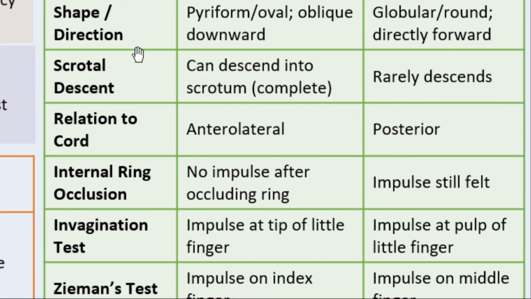Then the invagination test: if you put the little finger through the scrotum and push it towards the superficial ring, the impulse at coughing is meant to be felt on the tip of the little finger. But remember, you have the whole finger there. So if you feel it at the palmar surface, right behind your nail, that is the pulp of the little finger, it is going to be a direct hernia.